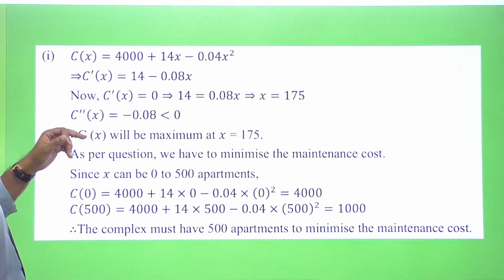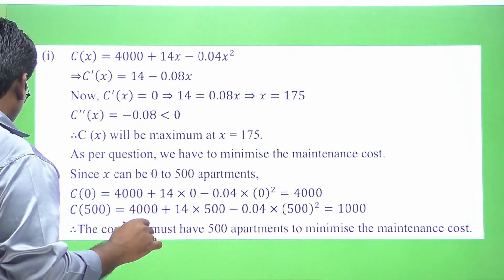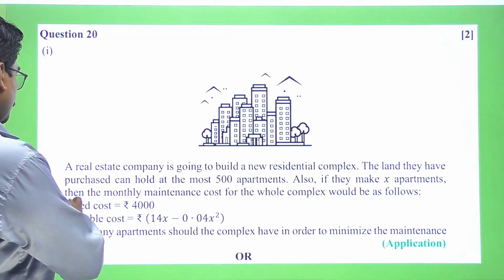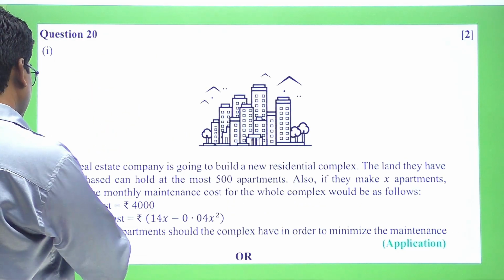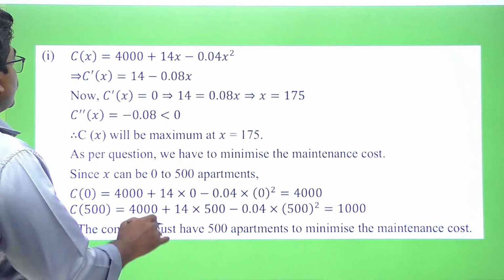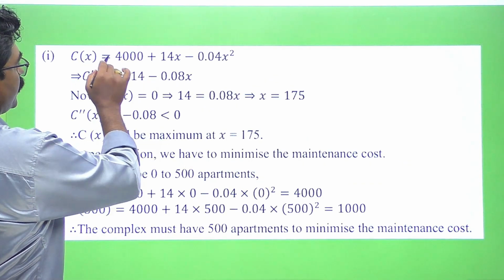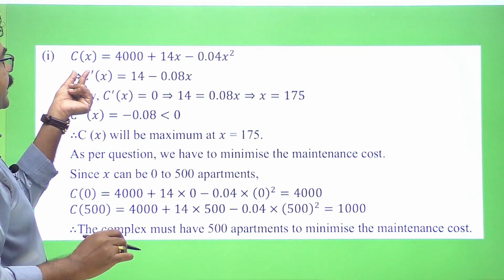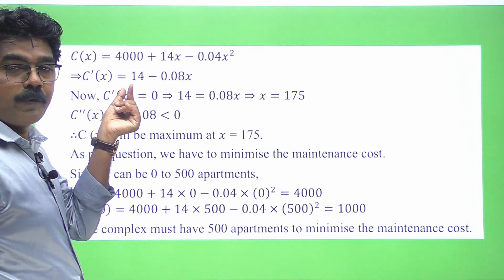Here C of X is equal to 4000. What will be the total cost? Total sum of these two, fixed cost plus variable cost, is equal to C of X. C of X, then C dash of X. Use your application of derivative.